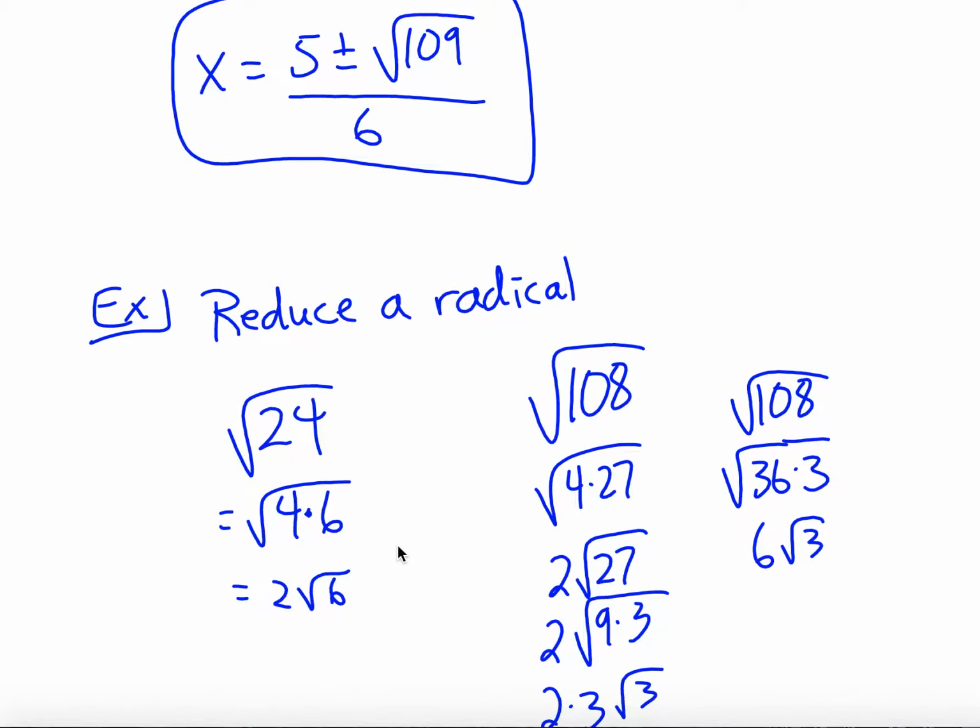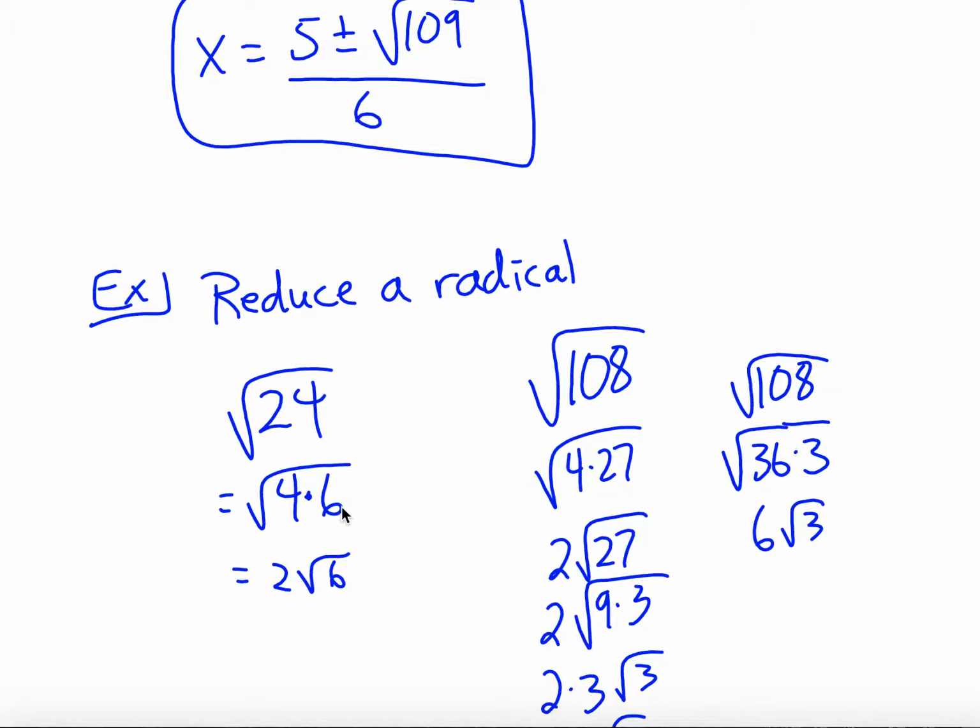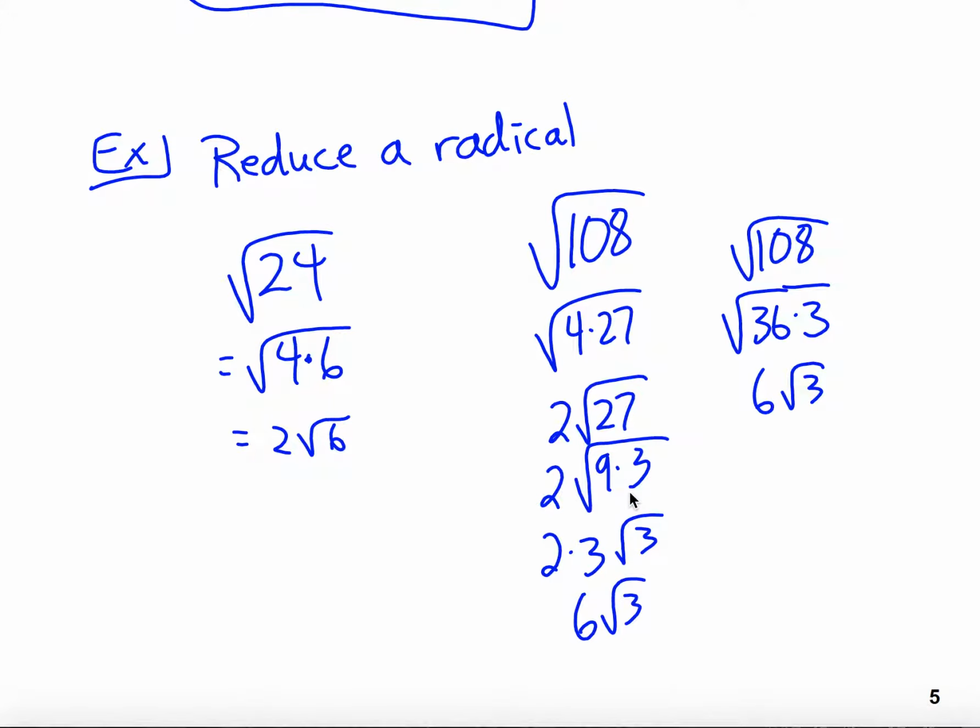So we can reduce a radical. Like 24 is 4 times 6, and the square root of 4 is 2. So you can in fact reduce a little bit by pulling out your perfect squares. 108 is 4 times 27, so the square root of 4 is 2, so 2 times the square root of 27. 27 is 9 times 3, so the square root of 9 is 3, so 2 times 3, which is 6. Which actually told me that 36 divides into 108 3 times, and the square root of 36 is in fact 6. So we could have done it that way too.